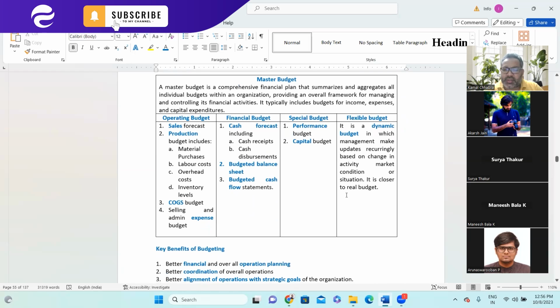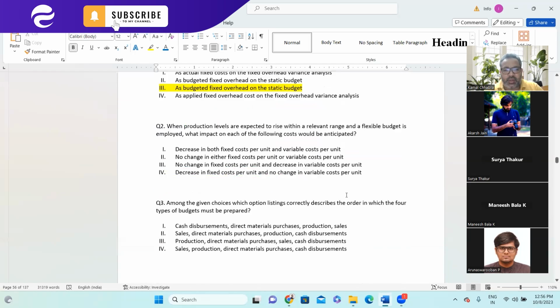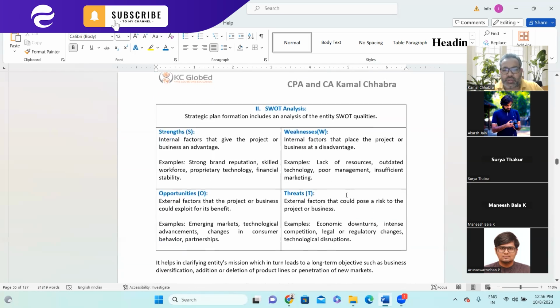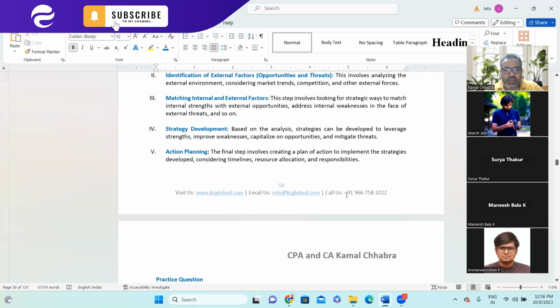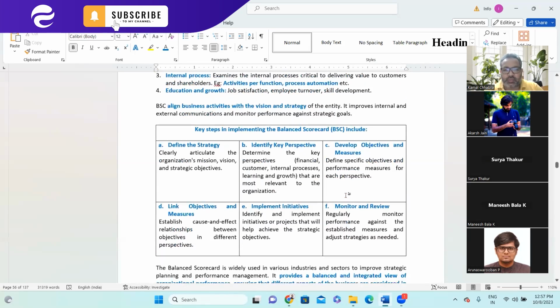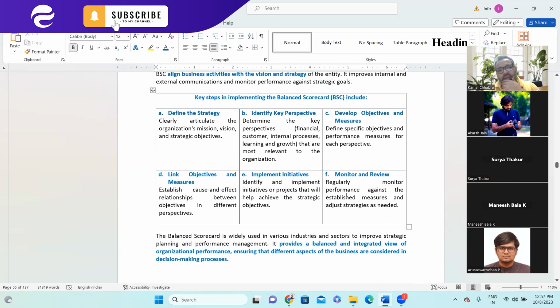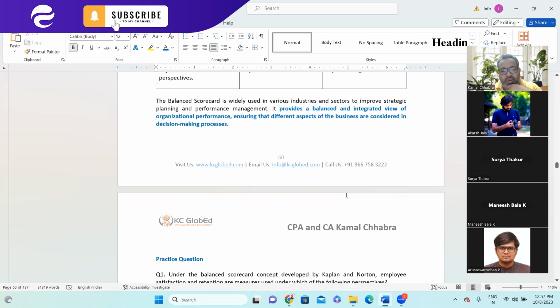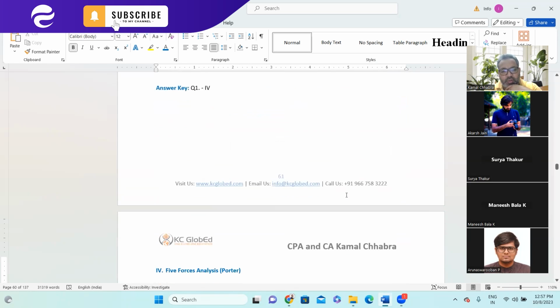So in budgeting analysis, we covered all categories of budget and benefits of the budget. We've done a few questions, then we have done SWOT analysis, and after that we have done the balanced scorecard, and all things which are included when you are developing a balanced scorecard, that also we have covered. We did one question as well.